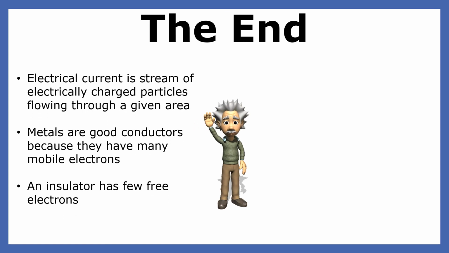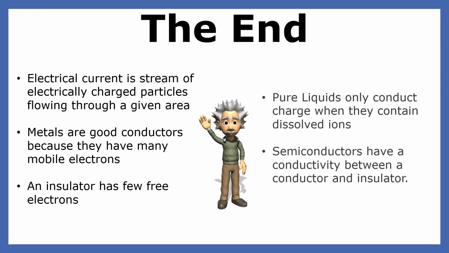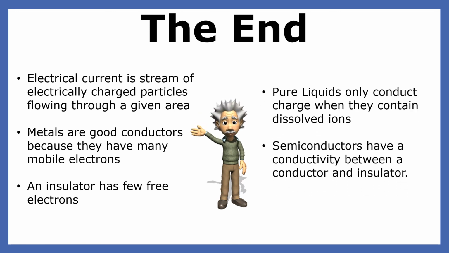Let's sum up what you've learned in this video. Electric current is the stream of electrically charged particles flowing through a given area. Metals are good conductors because they have many mobile electrons. An insulator has few free electrons. Pure liquids only conduct charge when they contain dissolved ions, and semiconductors have conductivity between a conductor and an insulator, and they're used in computers.